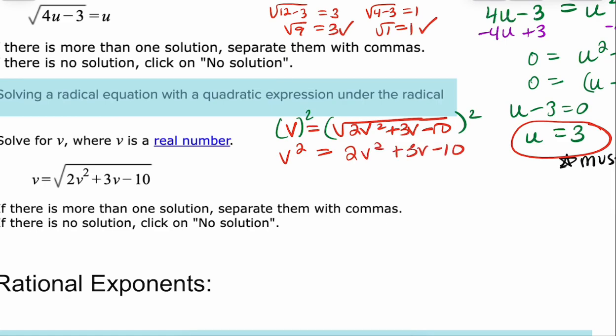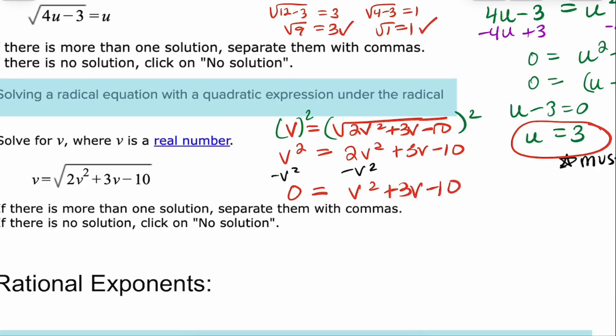I'm still going to use the technique. Let's get the equation equal to 0 so that I can factor it. And if I can move everything where my v squared is positive, it just makes the factoring work nicer. So I just need to subtract off v squared. And I get v squared plus 3v minus 10.